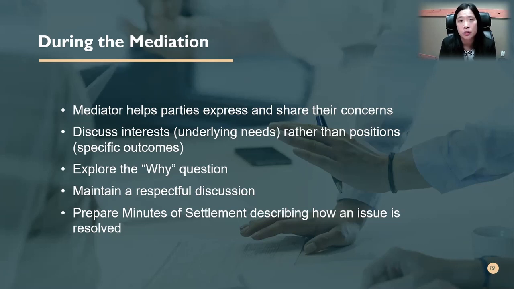Why is that important to you? What would it look like if you were having a shared parenting schedule? And then the mediator overall will try to maintain respectful discussions between everyone. And if they're able to settle on certain issues, they will prepare the minutes of settlement describing how the issue is resolved.